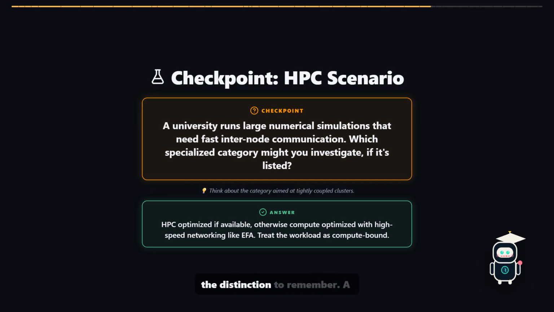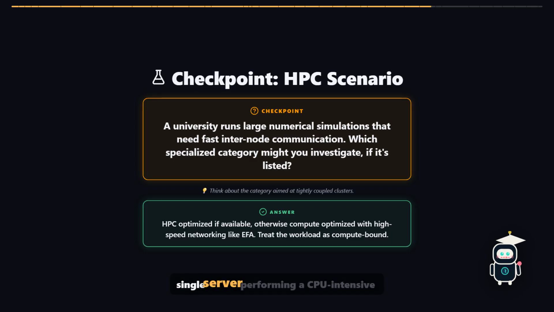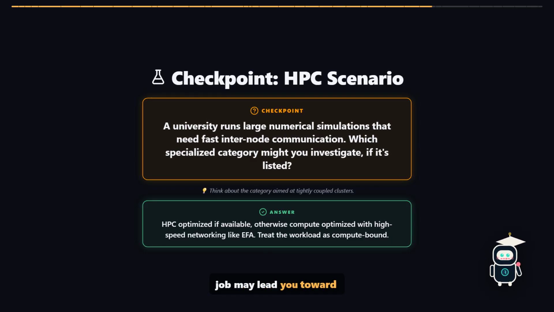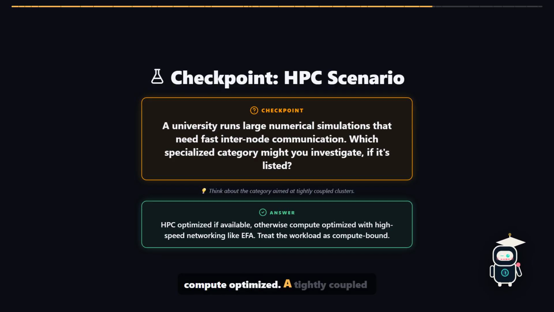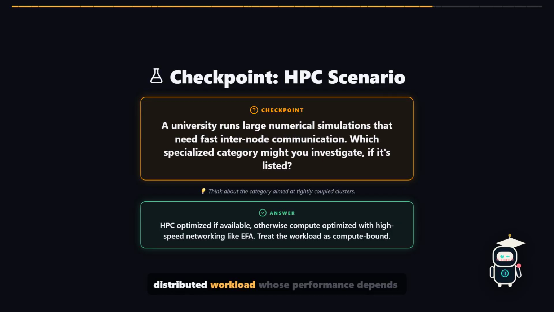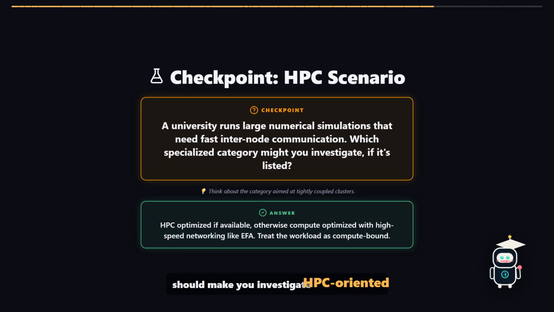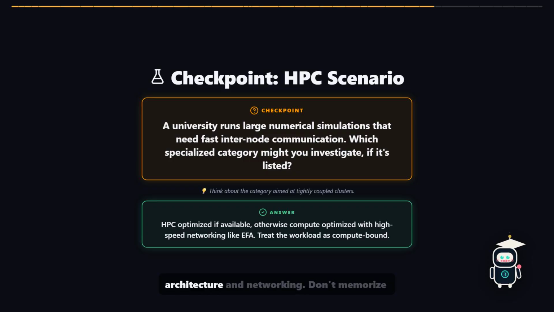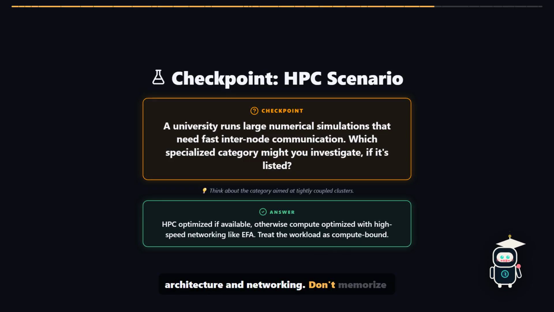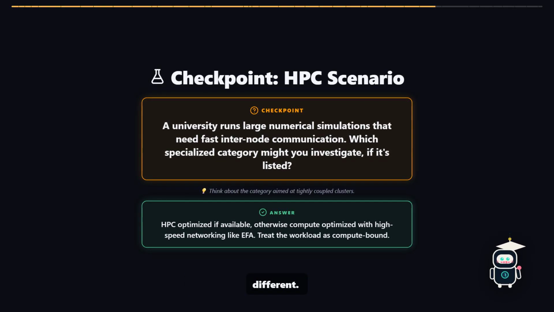Here's the distinction to remember. A single server performing a CPU-intensive job may lead you toward compute optimized. A tightly coupled distributed workload whose performance depends heavily on communication between nodes should make you investigate HPC-oriented architecture and networking. Don't memorize that as an exam shortcut. Understand why the architecture is different.